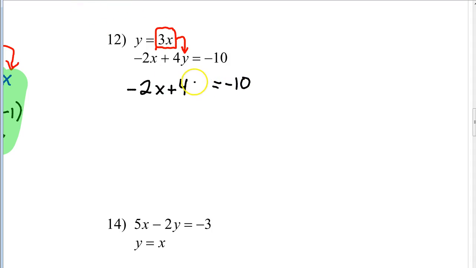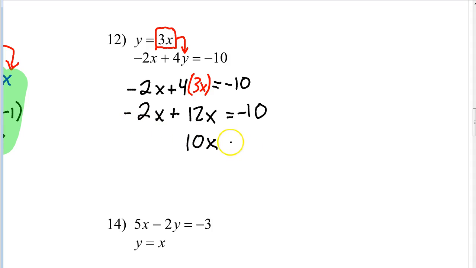Okay, and we get 3x, which we're plugging in here. And negative 2x plus 12x, or 12x minus 2x, same thing. 10 times what equals negative 10? 10 times what number is negative 10?